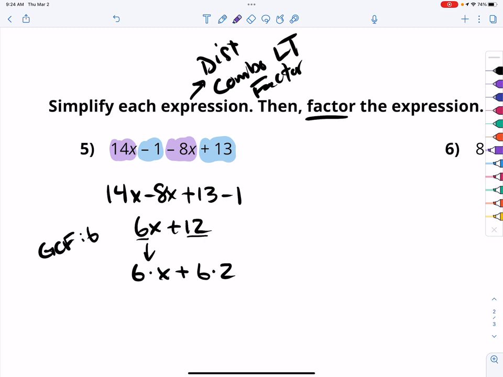Now because this 6 shows up before both of those terms, that means that was the number distributed to an x plus 2, or whatever pieces are remaining. So my answer for when I've combined like terms and then factored is 6 times, in parentheses, x plus 2.